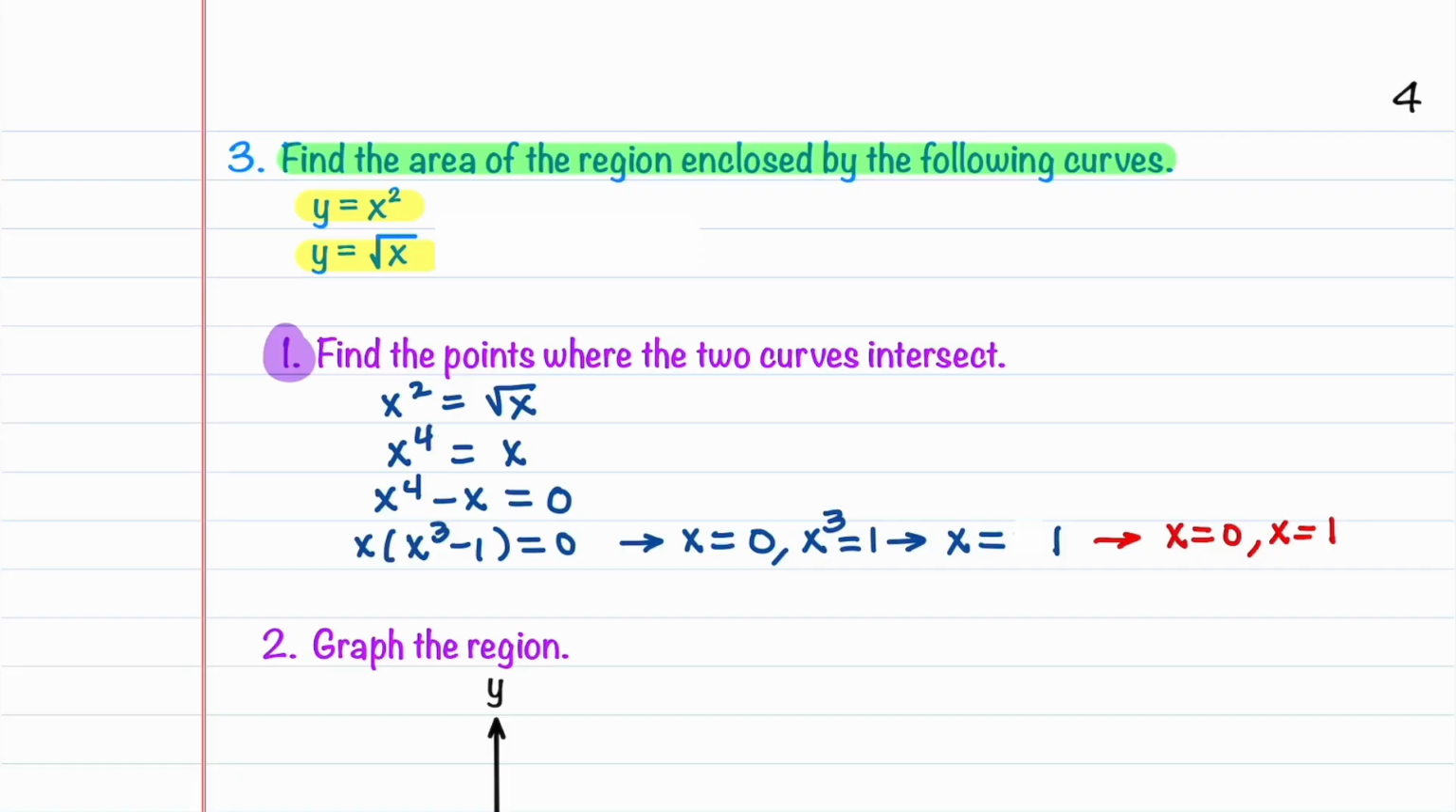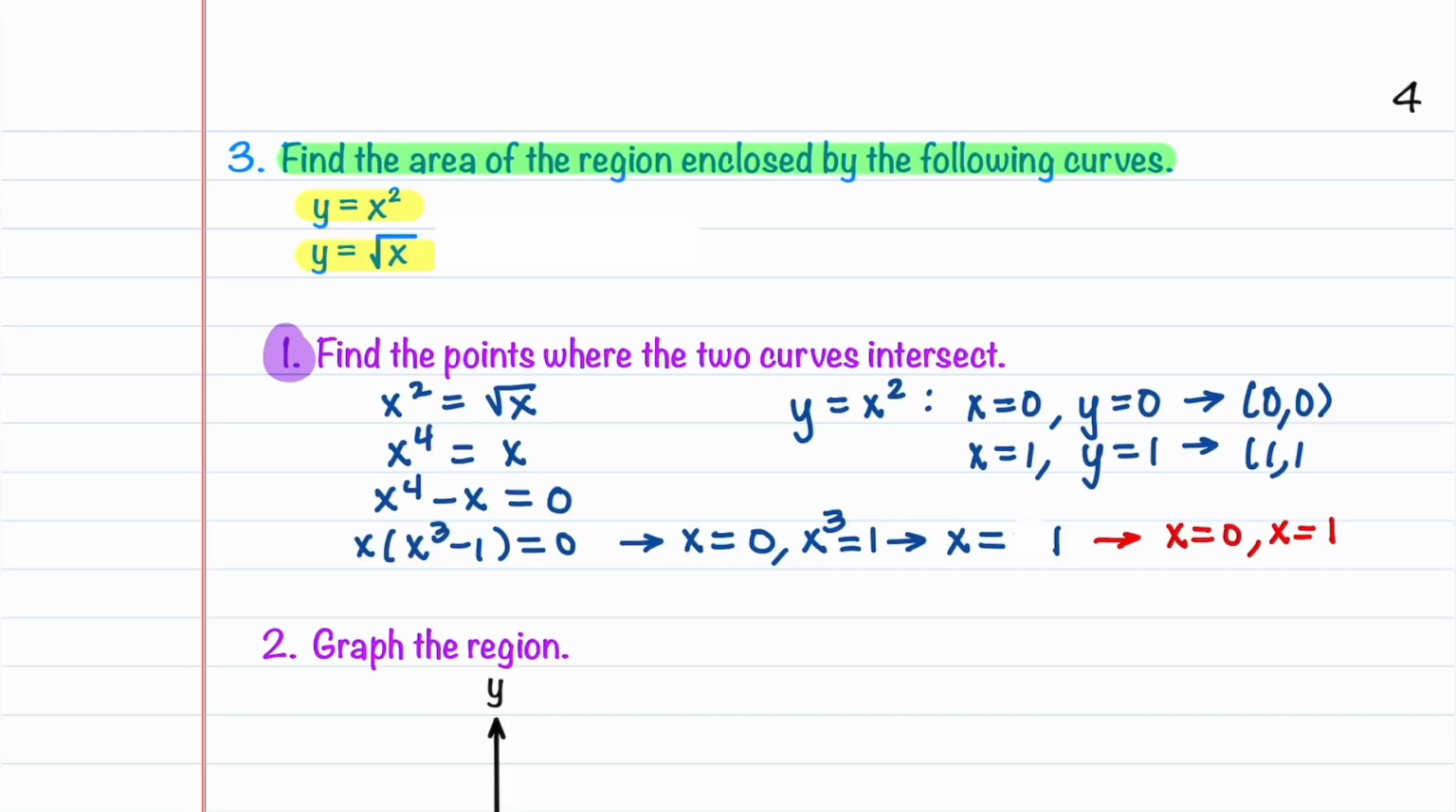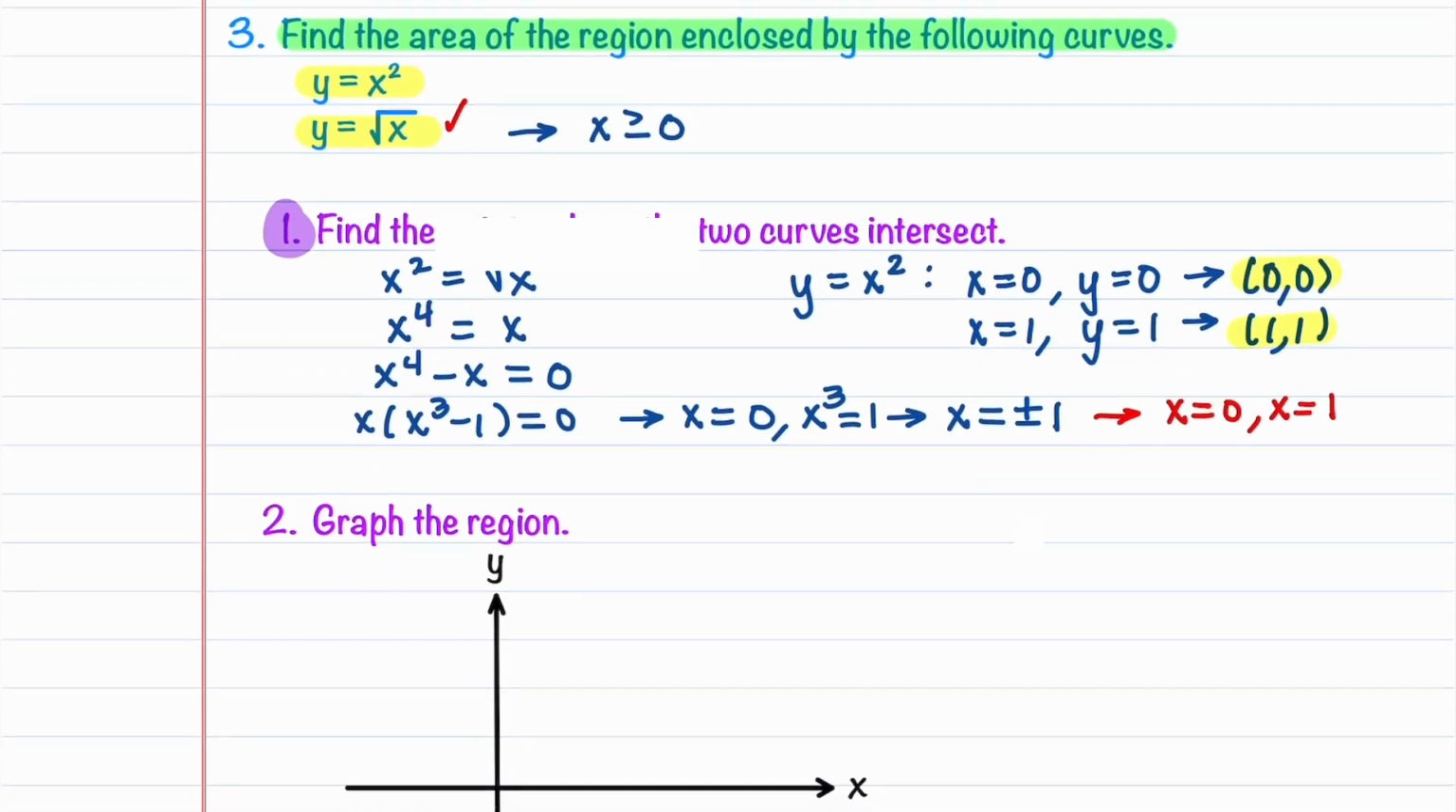Now let's find the y value. We can use either curve. I'm just going to use y is equal to x squared. So when x is equal to 0, y is equal to 0, and we have the point (0, 0). And then when x is equal to 1, y is also equal to 1, and we have the point (1, 1). Let's highlight these because we are going to need these when we graph our region. And that's exactly what we're going to do now.